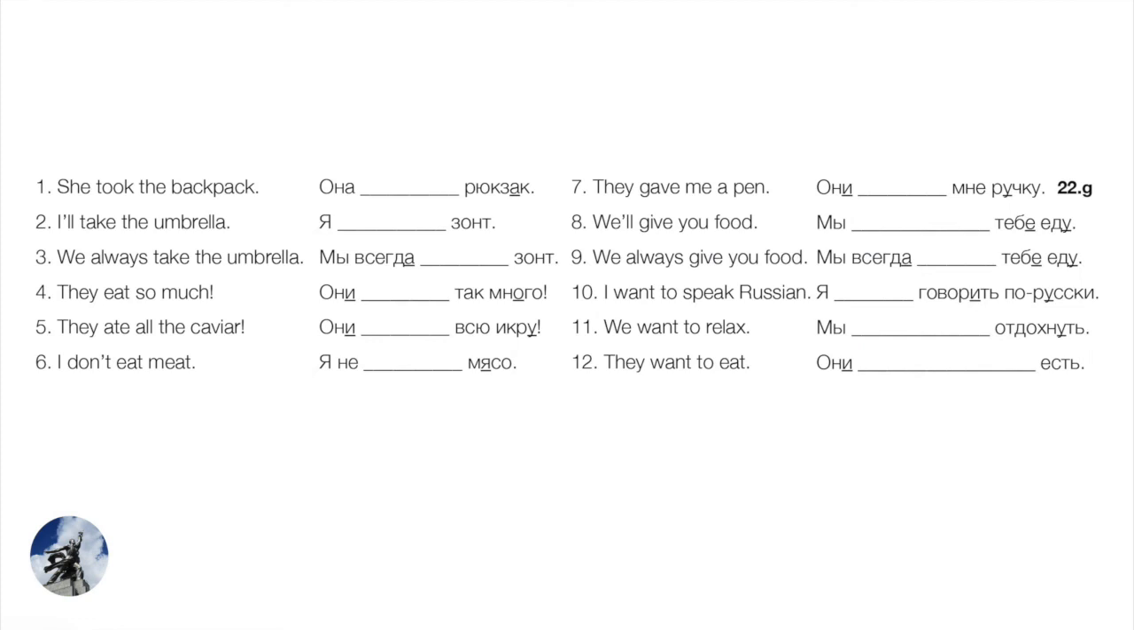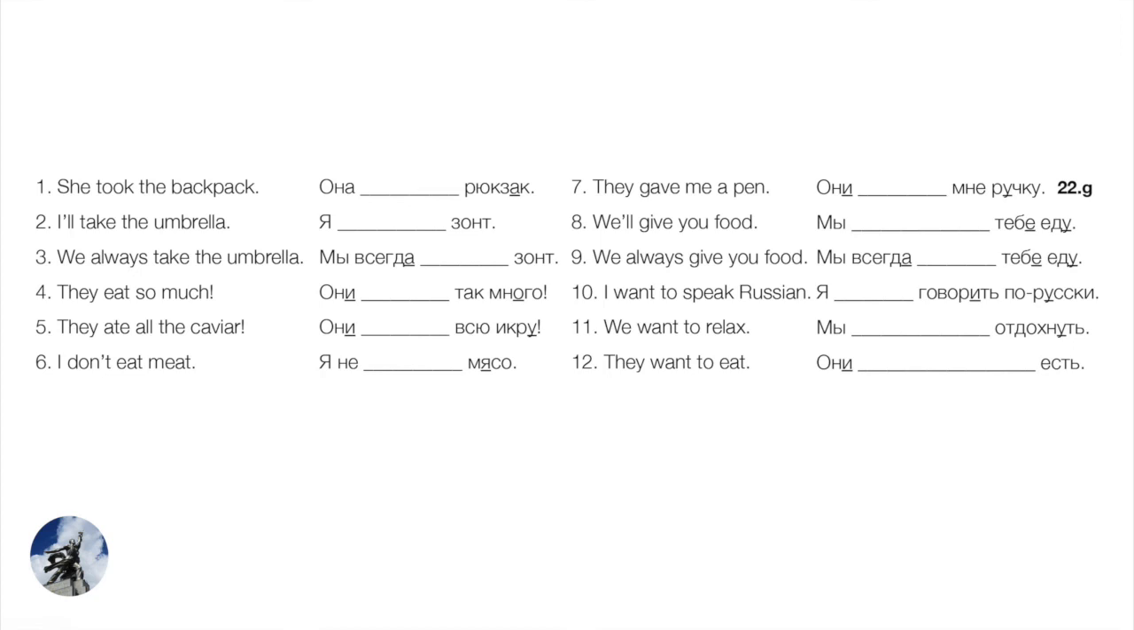Okay, let's fill in a few blanks. Again, same old thing. Watch tense, watch aspect. Number 1, she took the backpack. Sounds like a one-time action, past tense. Она взяла рюкзак. Note the stress. Number 2, I'll take the umbrella. Again, a one-time action, but now it is future tense. So we'll say, я возьму зонт. I'll take it.